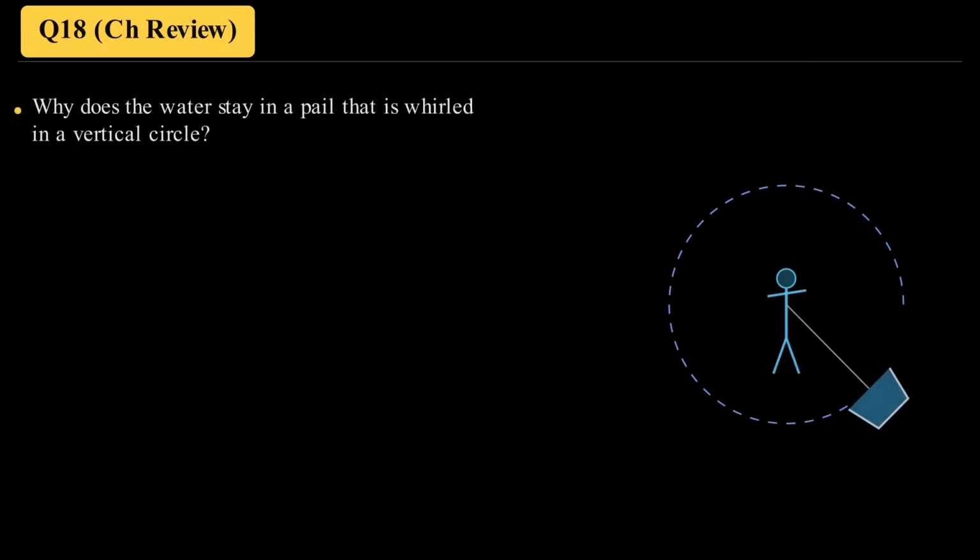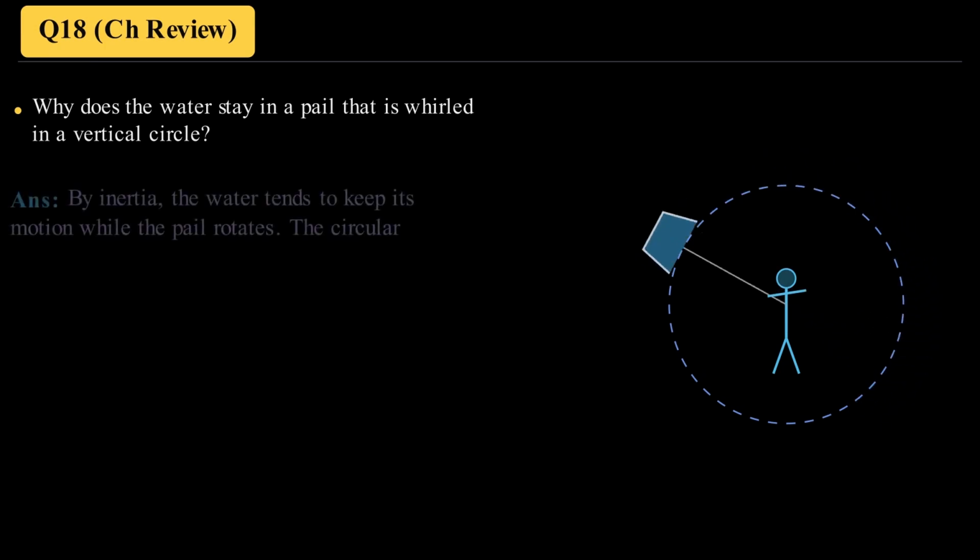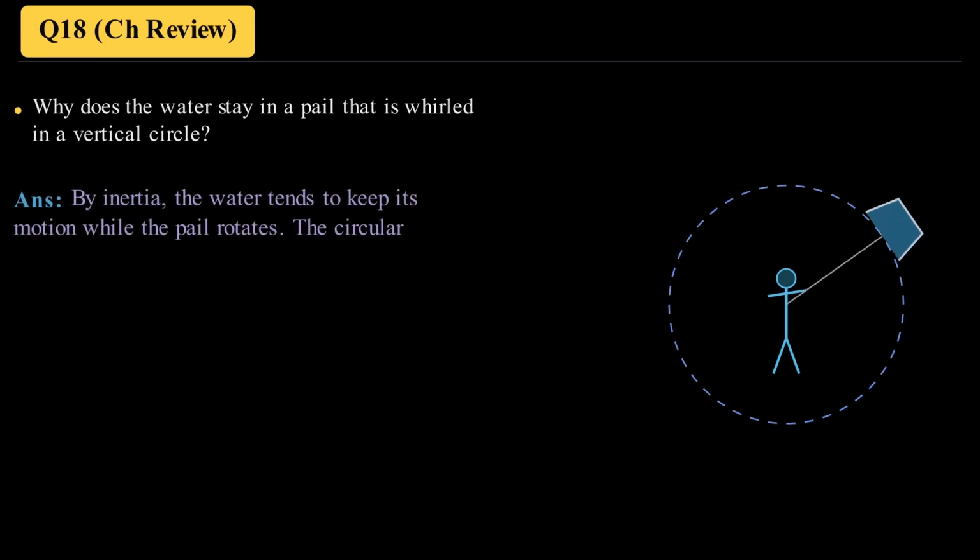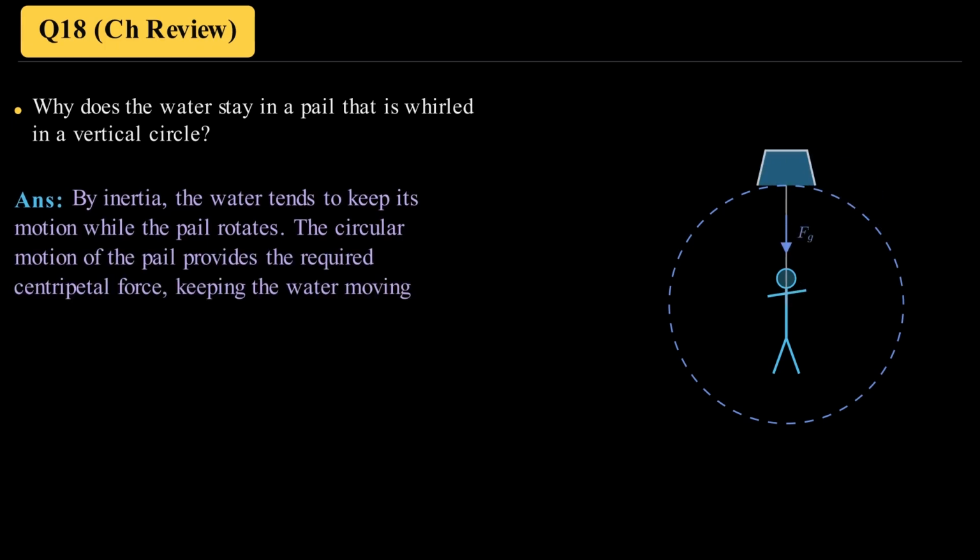We have question 18 from the chapter review. It says, why does the water remain in a pail that is whirled in a vertical path as shown in this figure? And the answer is because of inertia. The water tends to maintain its motion while the pail rotates. The circular motion of the pail provides the required centripetal force, keeping the water moving in a vertical circle and preventing it from falling out.